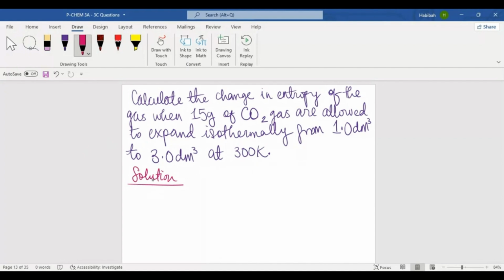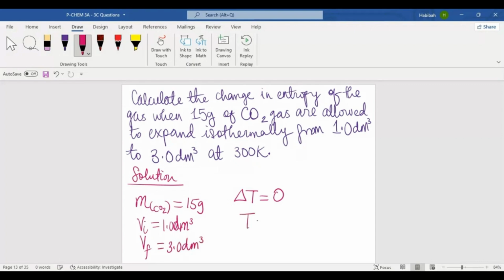So the first thing you have to do is to write out the parameters. We're told the mass of CO2 gas is 15 grams. We're also told that this is an isothermal expansion, so the change in temperature is zero, or the temperature is constant throughout the entire process. And we're also told that we have an expansion, so the V initial is 1.0 dm cubed, and the V final is 3.0 dm cubed, and the temperature is 300 kelvins.